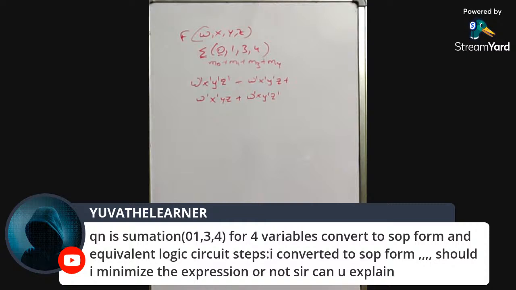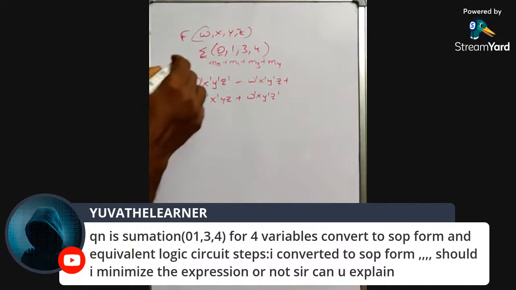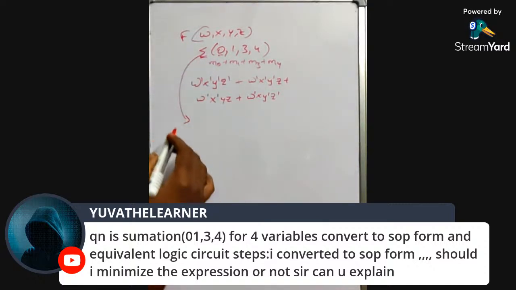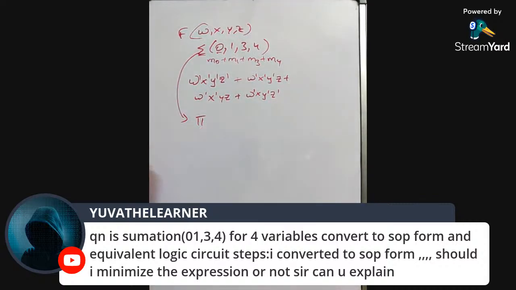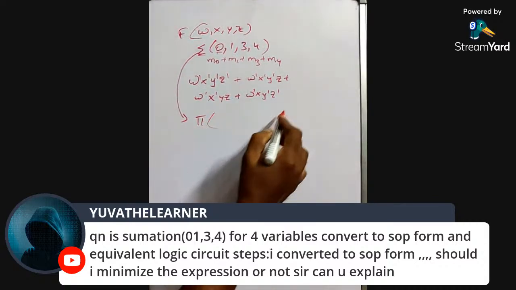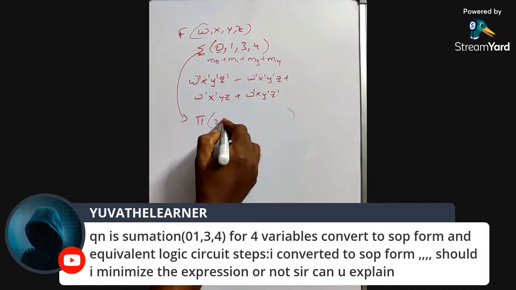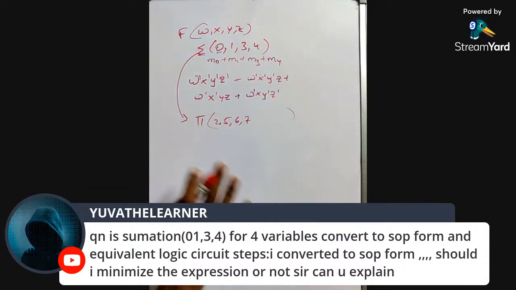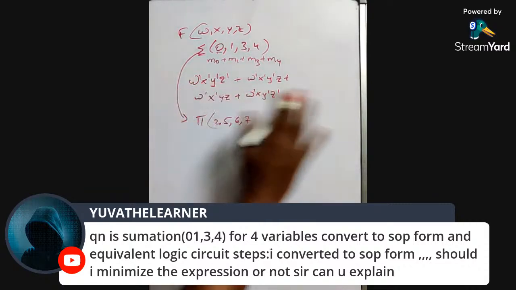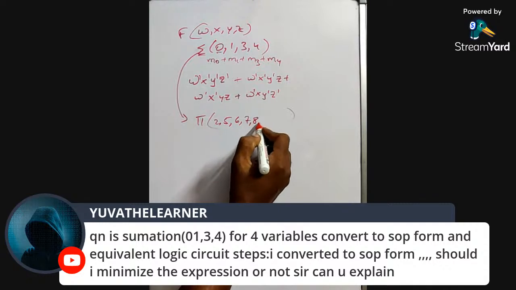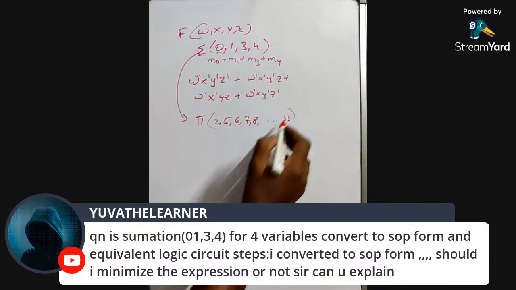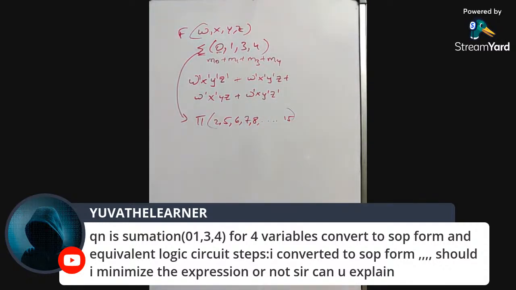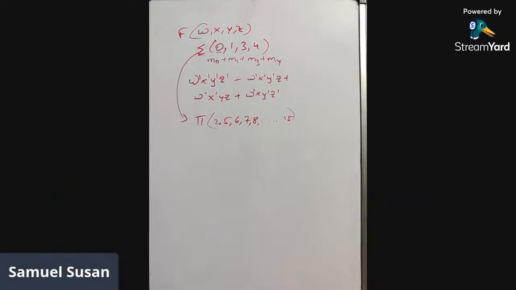So the question is actually not clear. Is it for 4 variables? Then already the sigma is given there, right? If the question is asked for POS, I can extend this question. So obviously the pi is the elements which are not in this one. So you can write 2, 5, 6, and 7 if it is only for 3 variables. If not, you can write the remaining terms, that is 8 and so on up to 15 also. Right, that is the equivalent term.